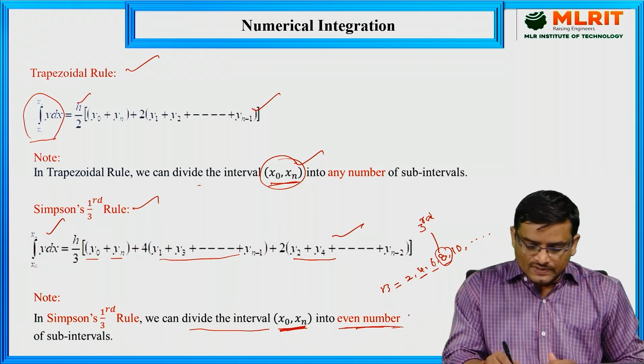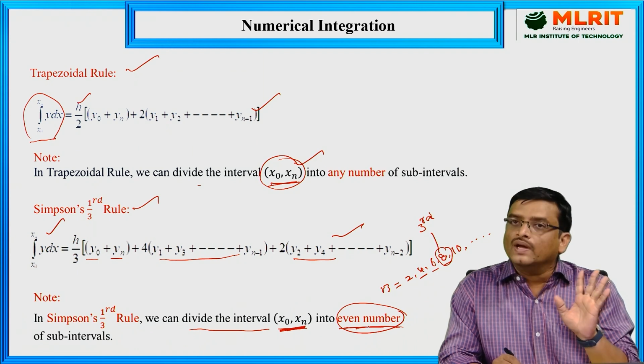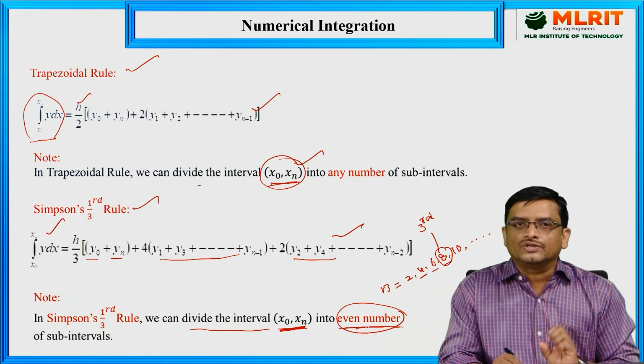So in Simpson's 1/3 rule, the number of subintervals must be even. That is the condition we have to remember.